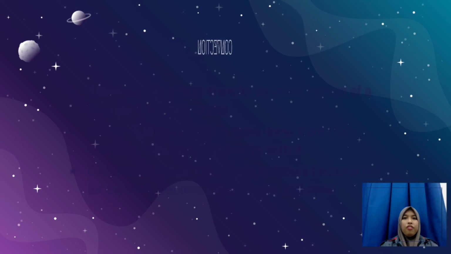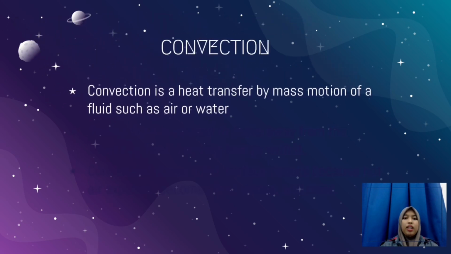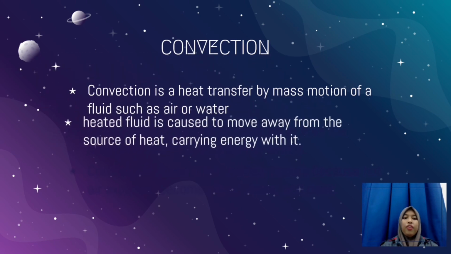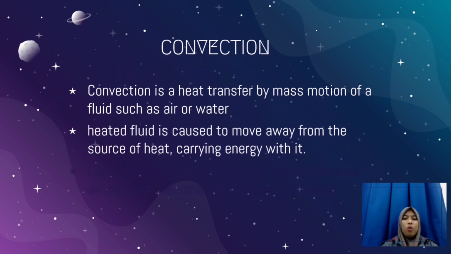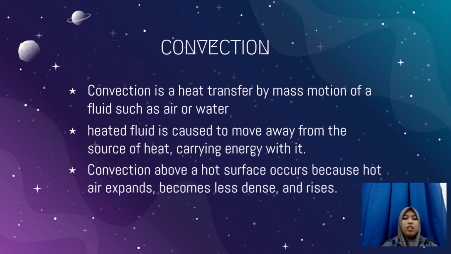First is convection. Convection is heat transfer by mass motion of fluids such as air or water, when the heated fluid is caused to move away from the source of heat, carrying energy with it. Convection above a hot surface occurs because hot air expands, becomes less dense and rises.